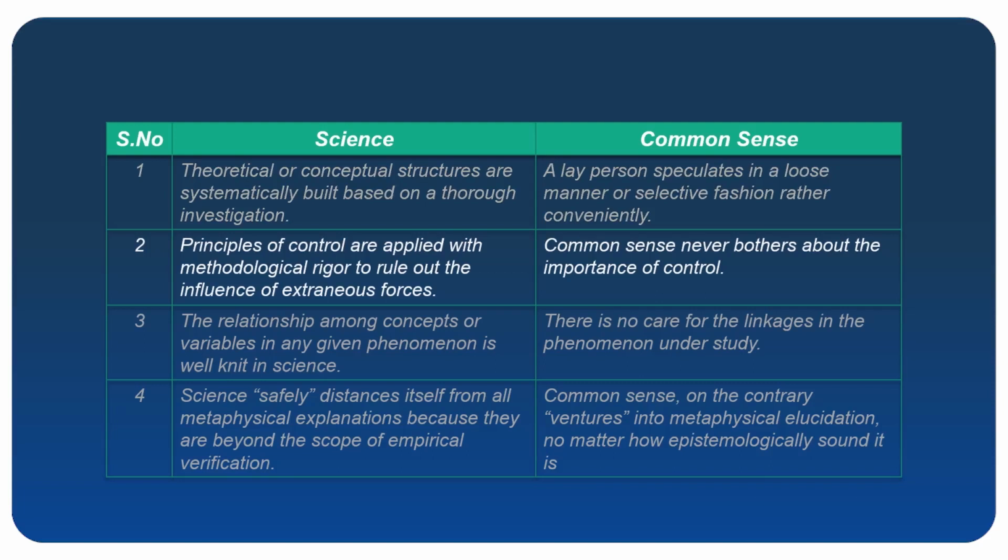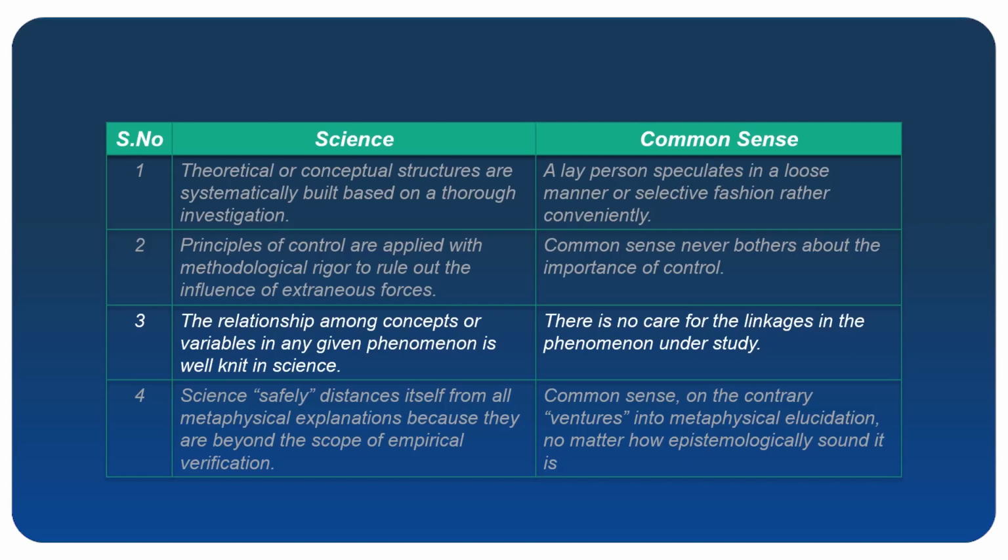The second difference between these two approaches is that in science, we apply the principles of control so that we can effectively rule out the influence of extraneous forces, whereas in common sense, we never bother about the importance of control. The third difference between the two is that in science, the relationship among concepts or variables in any given phenomenon is well knit, whereas in common sense, absolutely no care is taken whatsoever for linking the concepts which are there in the phenomenon.